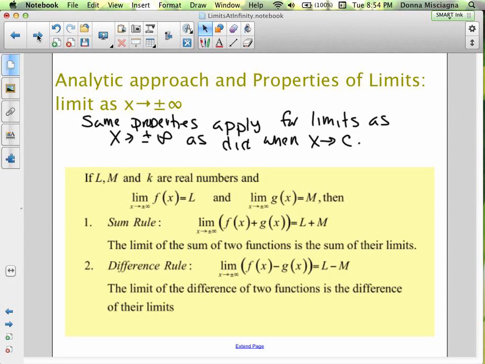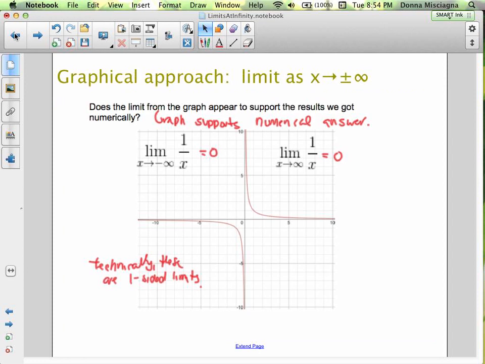So that's where I'm going to stop, because the next lesson is going to be analytic properties. So that's the end of numerical and graphical. And let me know if you have any questions.